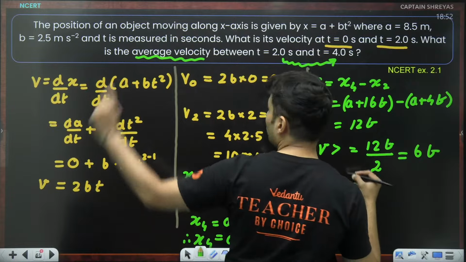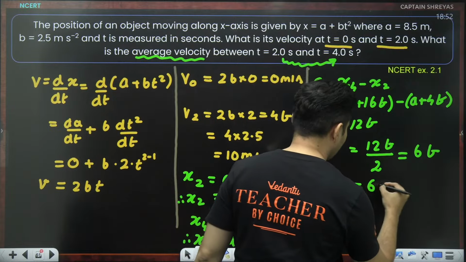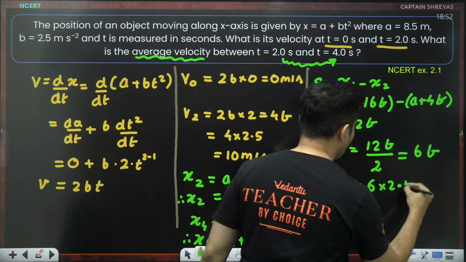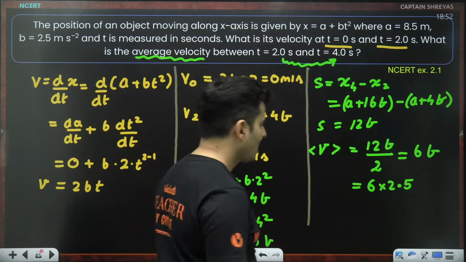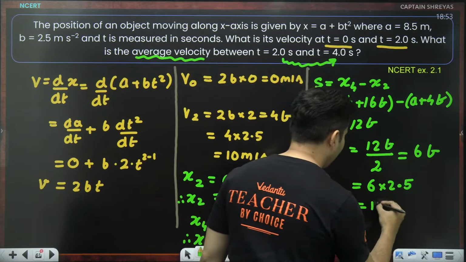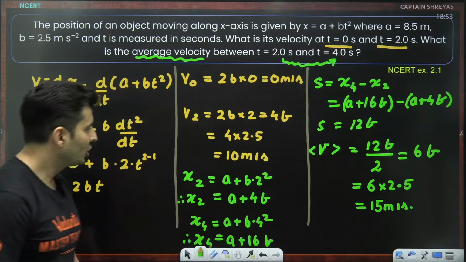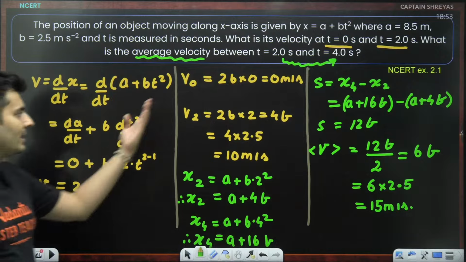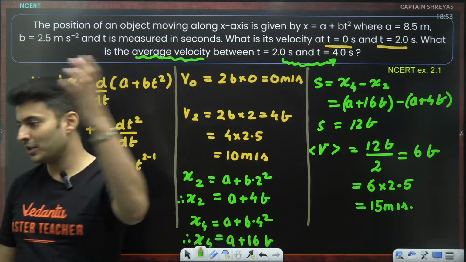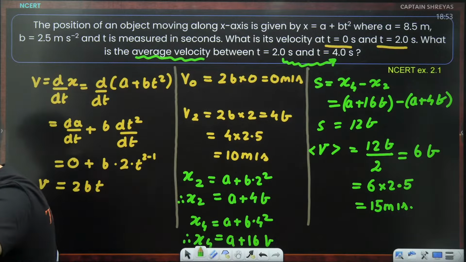But I know the value of b. B is 2.5. So it will be 6 multiplied by 2.5, guys, which is nothing but 15 meters per second. So that is that answer. So we found out everything, instantaneous, average, everything using derivatives and simple knowledge.